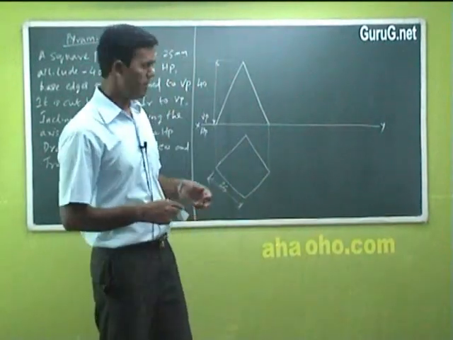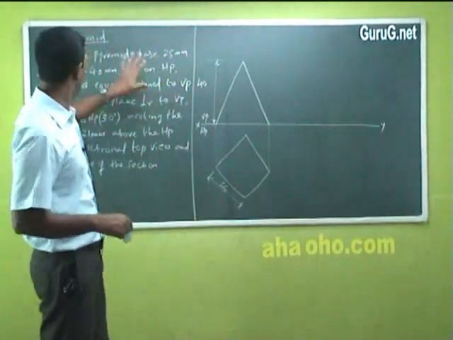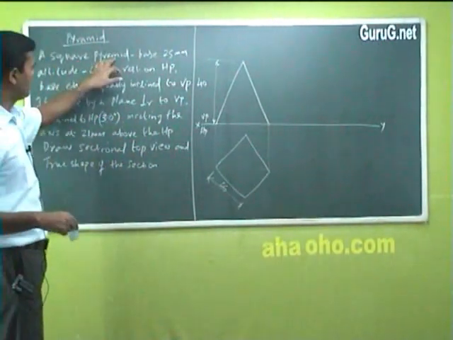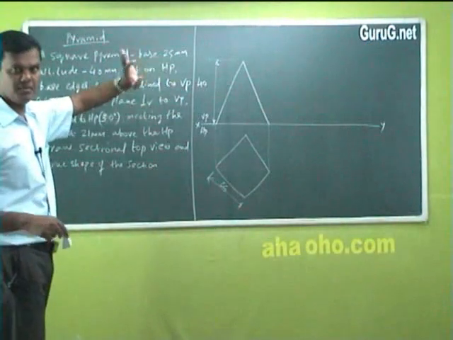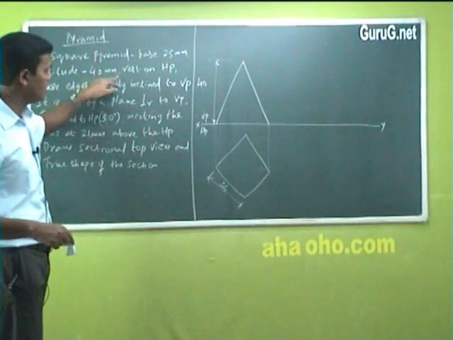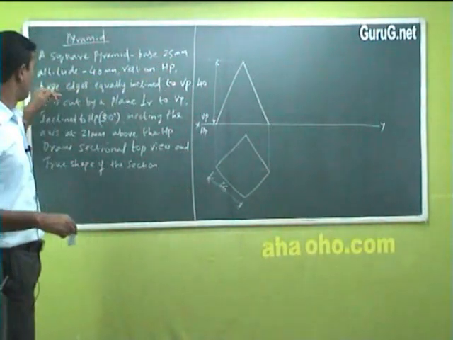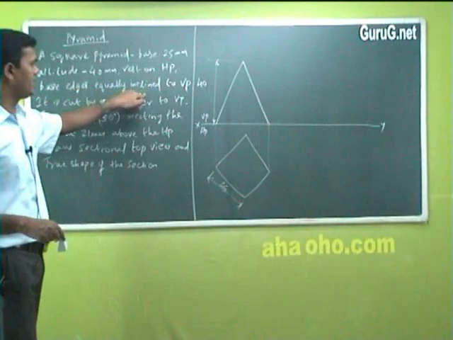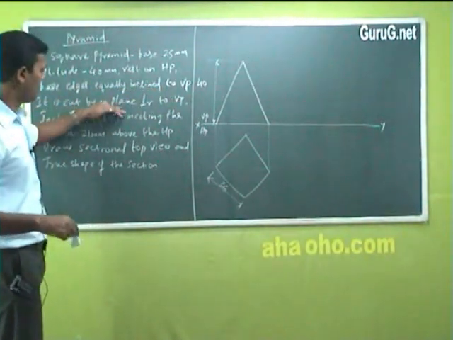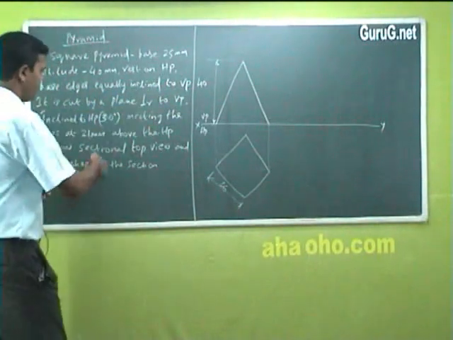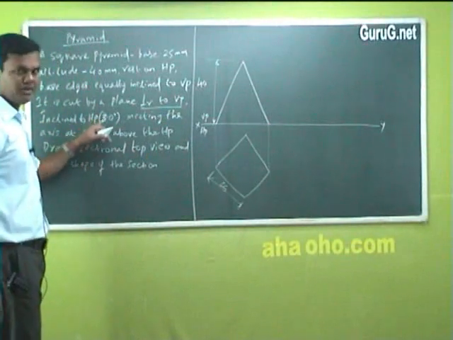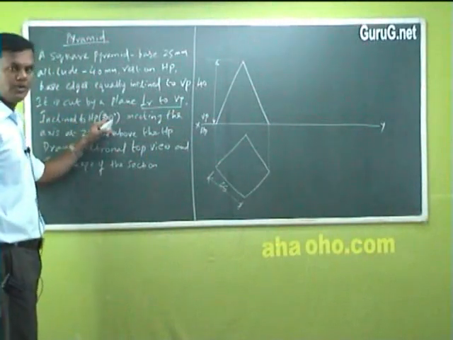Okay, now we just see an example of a pyramid. This question says a square pyramid, base is 25 millimeter, altitude, that means the height, 40 millimeter, rests on HP, base edges equally inclined to VP. It is cut by a plane perpendicular to VP, inclined to HP by 30 degree, or inclined at 30 degree to HP.